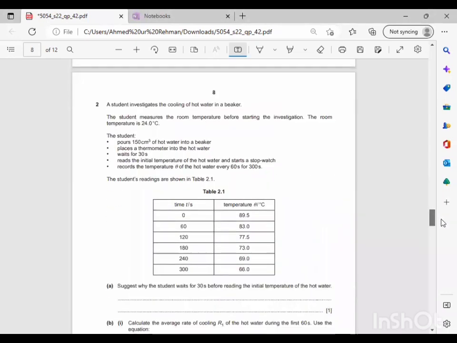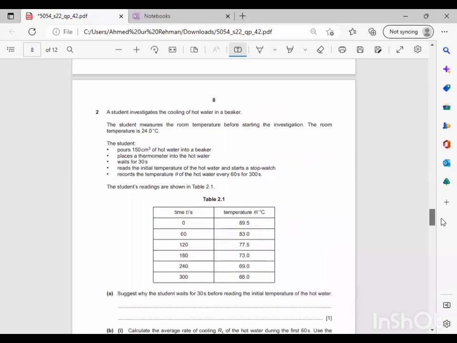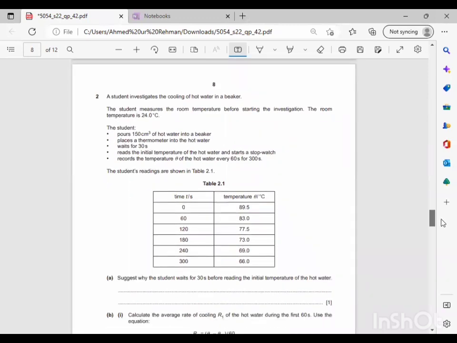Then what do we have? Student investigates the cooling of hot water in a beaker. The student measures the room temperature before starting the investigation. The room temperature is 24 degrees Celsius. Student pours 150 cubic centimeter of hot water into a beaker, places a thermometer into the hot water, and then waits for 30 seconds. Okay, so why is the student waiting for 30 seconds? That's the first question in our mind.